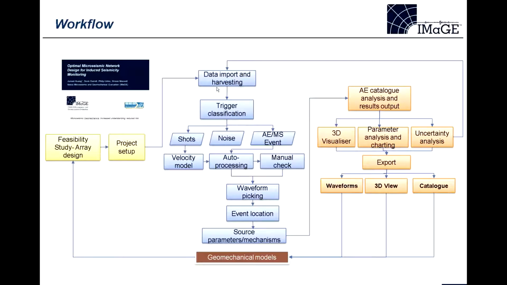This webinar will be focusing on the data processing part, including a project setup, and then running a detector through the data streams and looking for triggers. You group the triggers into different types, and then you run processing, either auto processing or manual processing, and you pick the waveform and you get the catalog of the microseismic data. And the interpretation part after this step relies heavily on the quality of the data processing results.